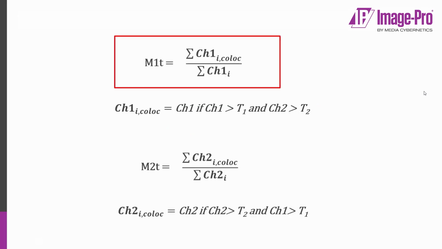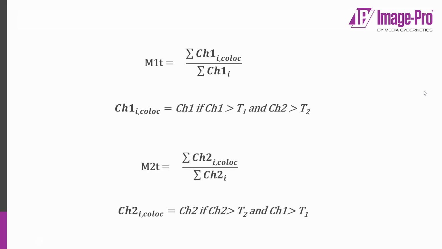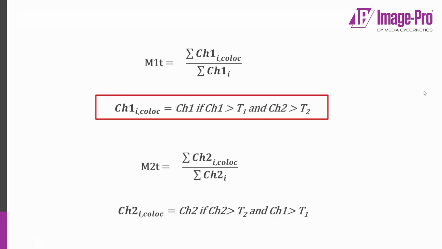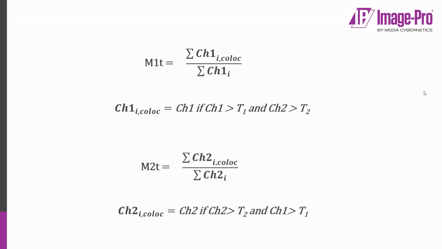Here we see M1T, we're going to use that. So this is the total colocalized intensities of channel 1 over the total intensities of channel 1. And we consider intensities to be colocalized if channel 1 is over its threshold and channel 2 is over its threshold in that pixel. We also have M2T.